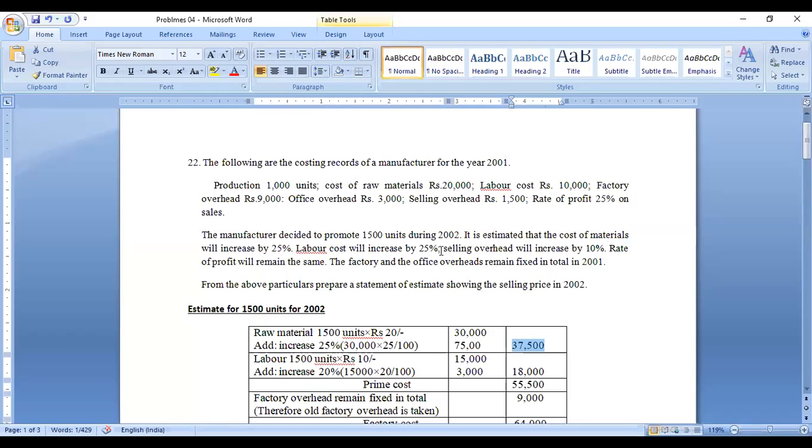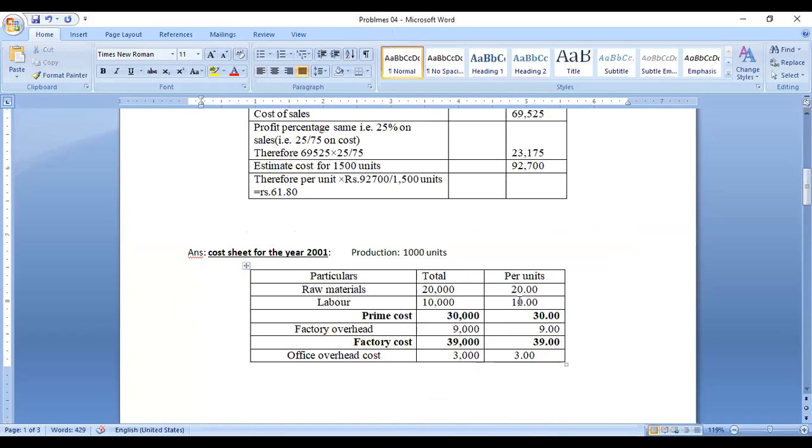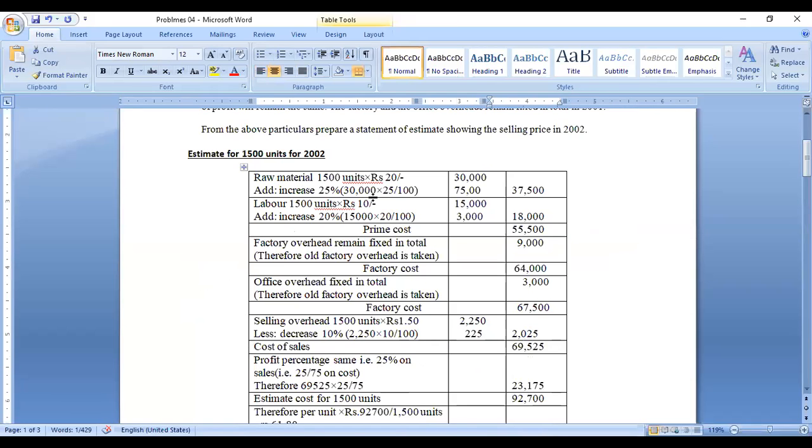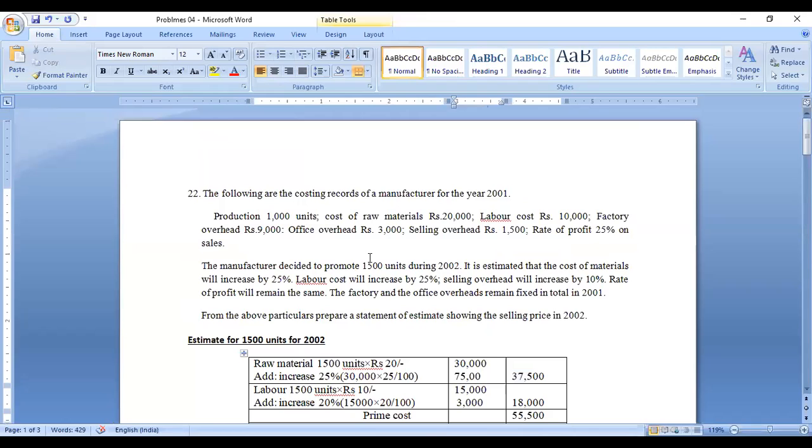Labor cost also increased by 20%. How to calculate labor cost? Cost per unit calculated here is 10 rupees. So 1,500 into 10 is 15,000. So 15,000 into 20%. So 20% is increased. There was a mistake given here.